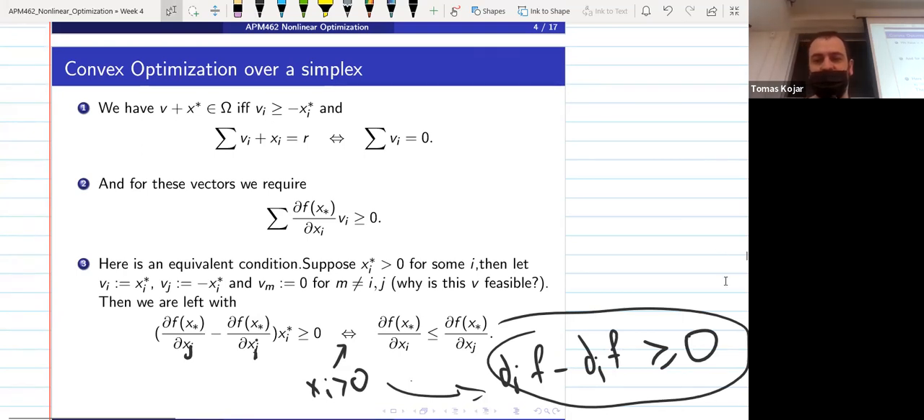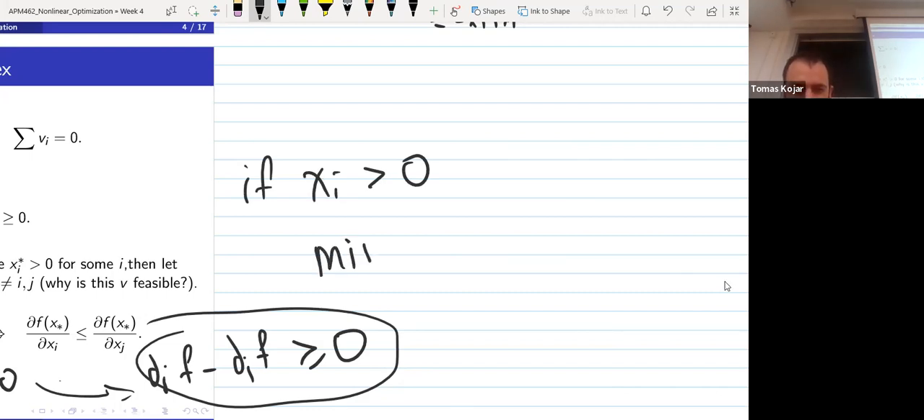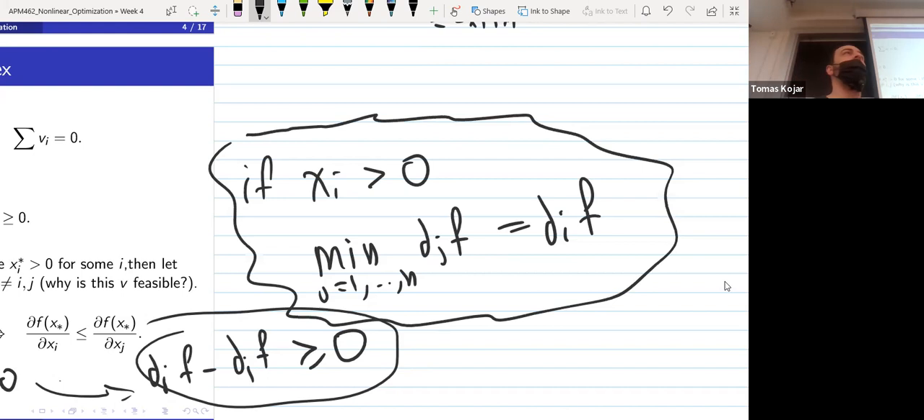So in other words, that you will see later, I'll write it here. If x_i is positive, then the minimum over j from 1 to n of the partial derivatives is equal to the partial derivative with respect to i of f. Do you understand? It says that if one of the directions is positive for your minimizer, then you attain the minimum at that partial derivative. Okay?